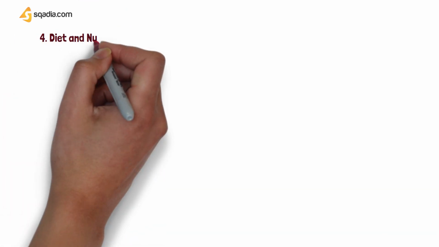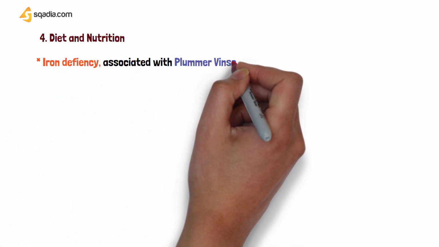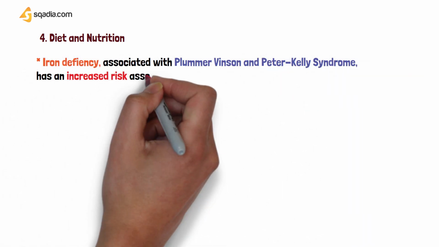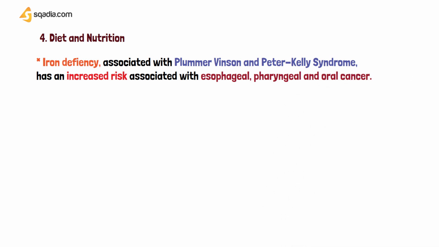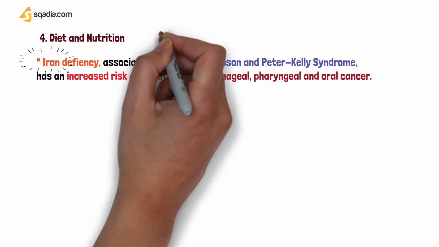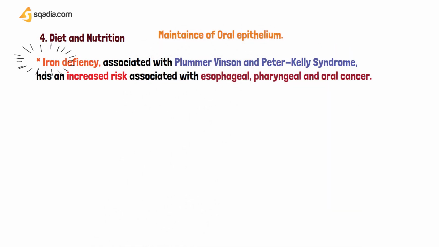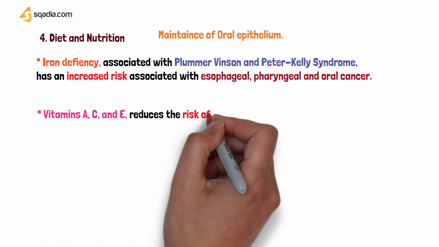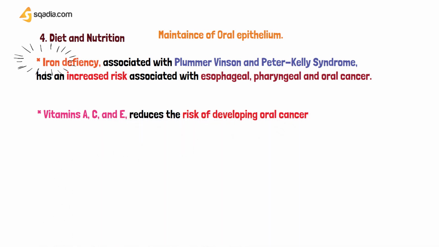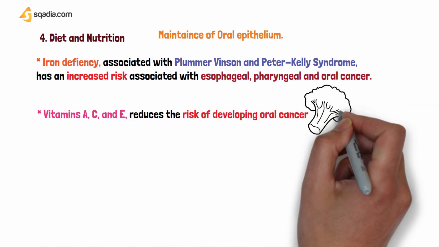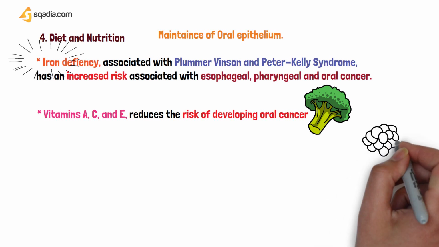Diet and nutrition. Iron deficiency is associated with Plummer-Vinson and Paterson-Kelly syndrome, and this is said to carry an increased risk associated with esophageal, pharyngeal, and oral cancer. Iron is very important in maintaining the oral epithelium. Vitamins A, C, and E are said to reduce the risk of developing oral cancer. So guys, make sure that you're taking your fruits and vegetables.